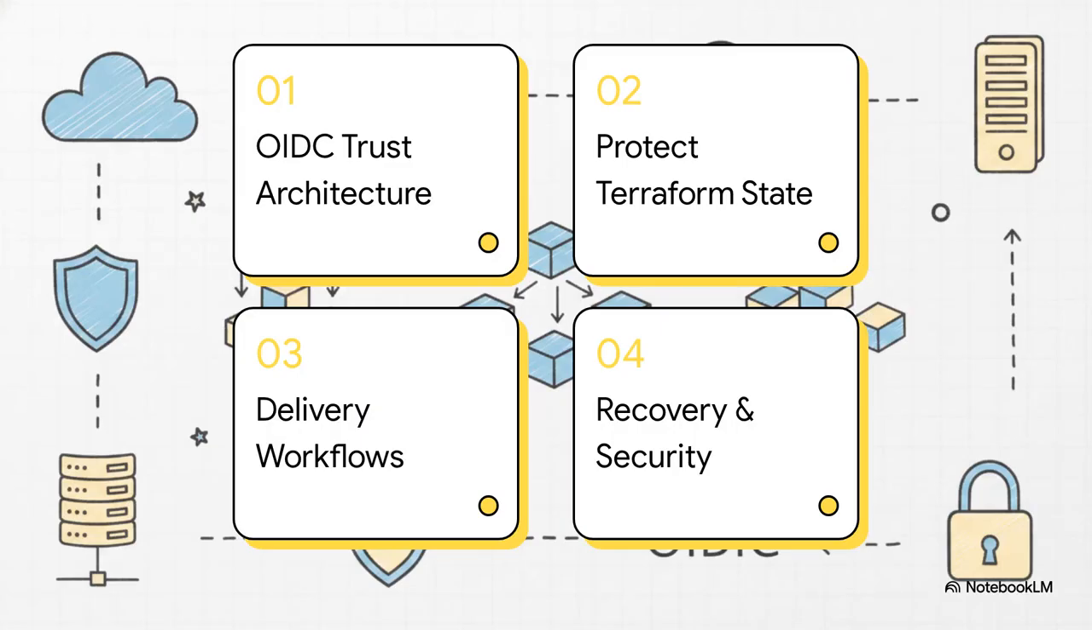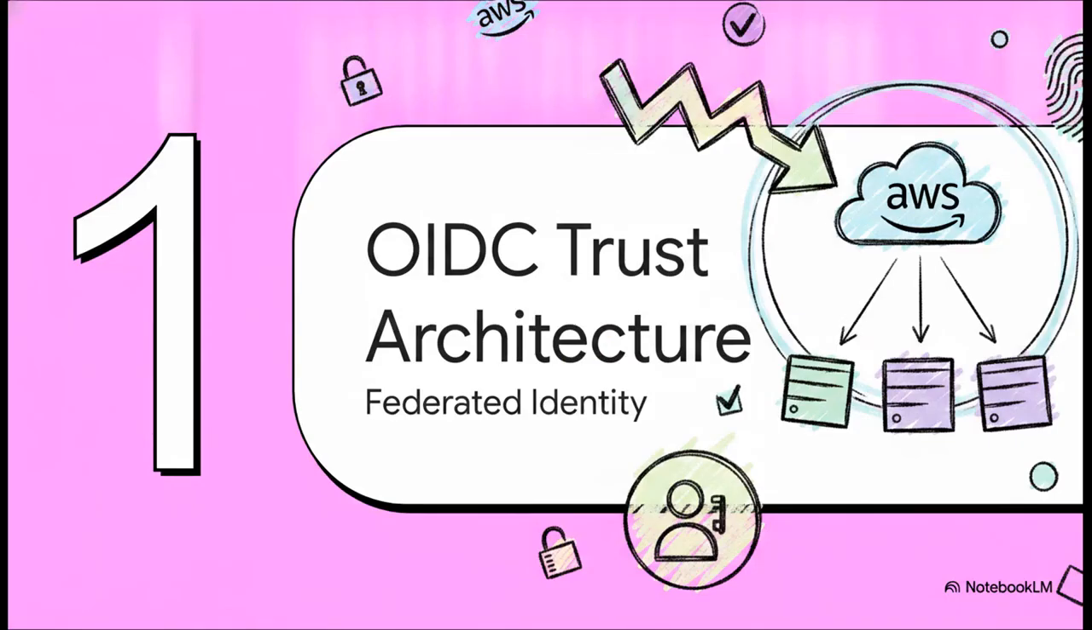Okay, here is our roadmap for today. First, we'll look at the OIDC trust architecture. Second, protecting Terraform state. Third, CI/CD delivery workflows. And fourth, smart recovery and security. Let's get right into it. Section 1, the OIDC trust architecture.